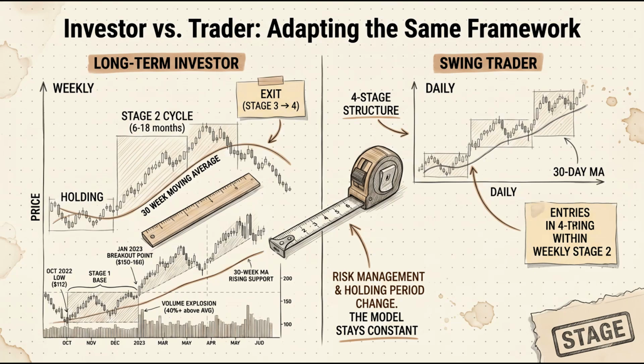The Weinstein method adapts to different time horizons without changing its core logic. Long-term investors focus on full stage 2 cycles that may last 6 to 18 months, holding while the 30-week moving average rises and exiting only when stage 3 transitions toward stage 4. Swing traders may apply the same 4-stage structure on daily charts, using a 30-day moving average for entries within a weekly stage 2. Position traders often combine weekly stage 2 confirmation with daily chart timing for precision. The model stays constant. Only the risk management and the holding period change.